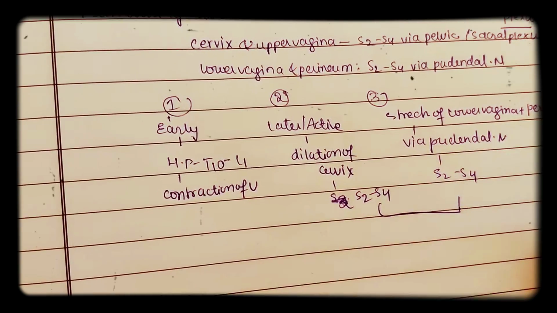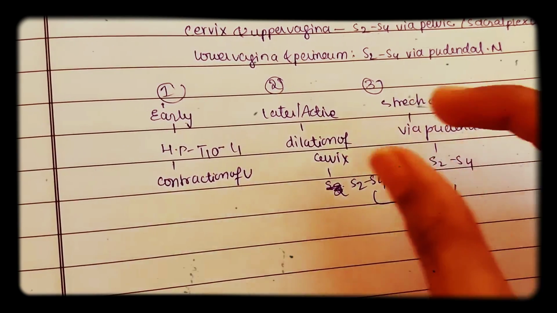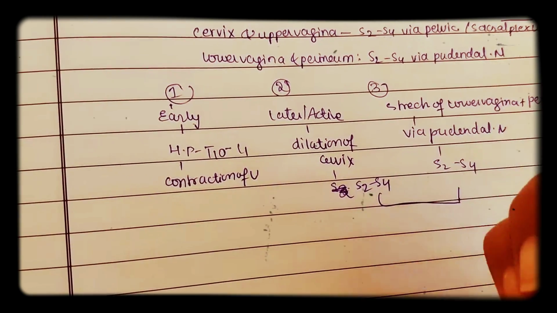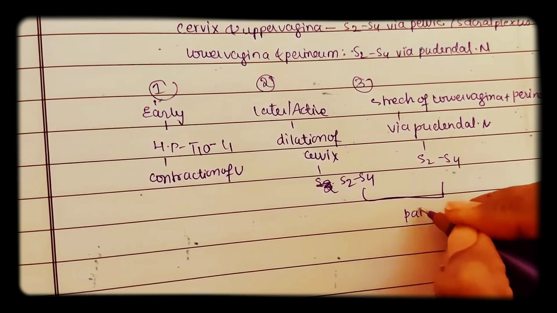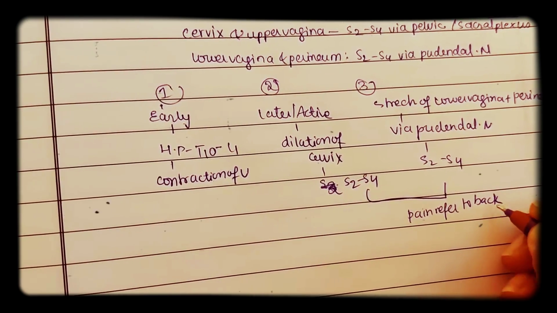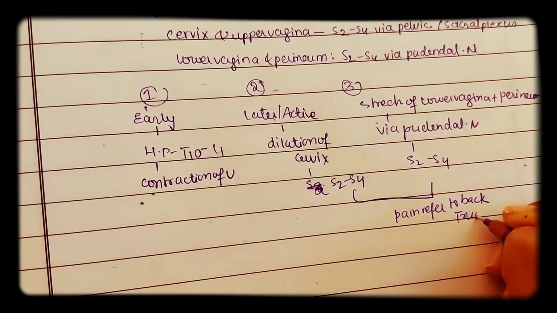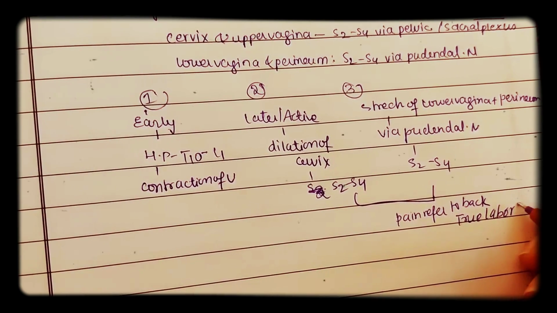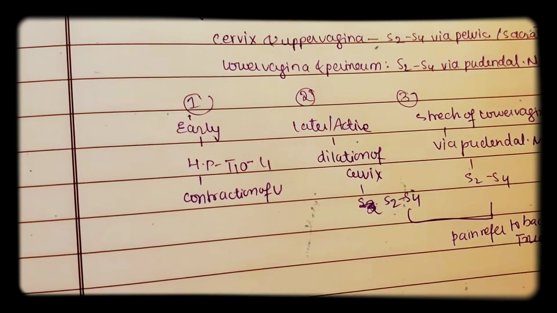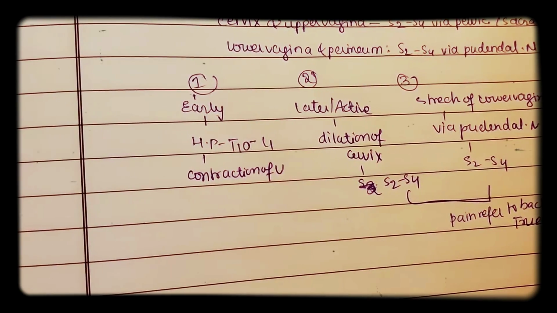So both of these, either in the second stage of labor or in the third stage of labor, if the female has pain, that pain will refer to the back. They'll also say they are having backache, right? So this is also called true labor pain. Especially in true labor pain, you will have back pain also, because of the fibers which are radiating towards the back side.